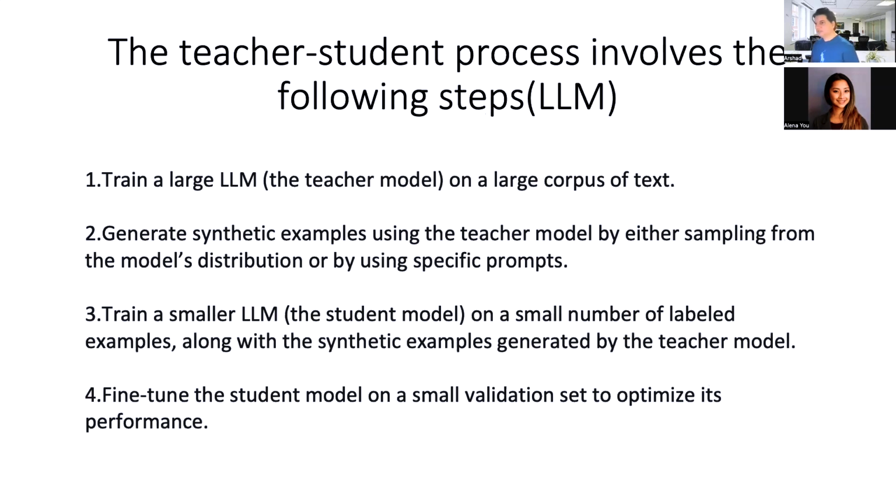GAN models, generator and discriminator, are also called the teacher and student process of involving an LLM. So you take a large corpus, you create a synthetic example with the teacher model. In very raw language, it's called the teacher and student model. And then train a small LLM as a student model with a small number of labels, and you generate a synthetic example. Fine-tune the student model with the smaller version.